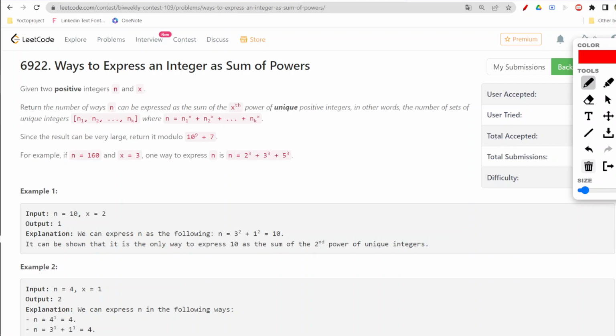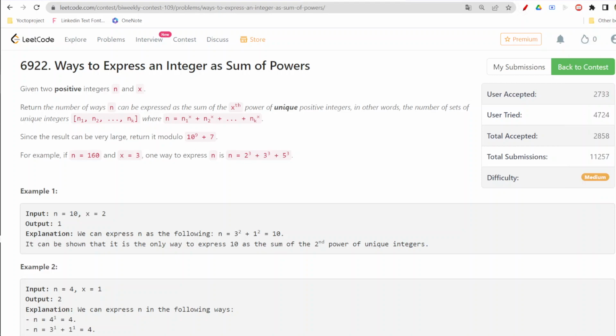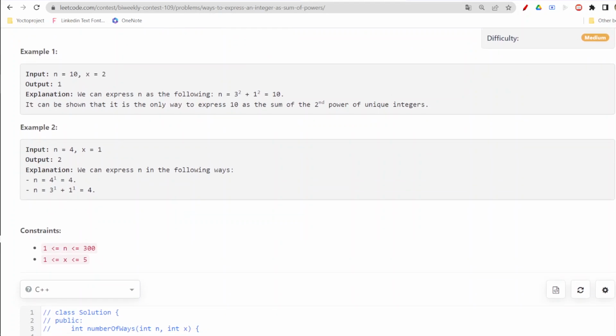Now comes the part about the constraints for this question. Basically, the constraints are pretty low, so we can go ahead with recursion directly. But they are not so low that plain recursion will work. So we would be required to memoize our recursive solution as well.